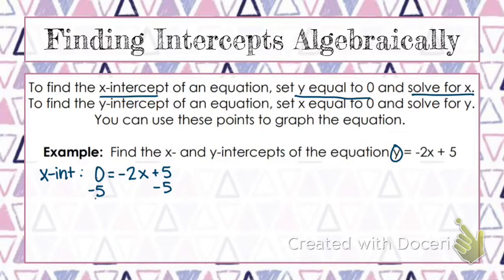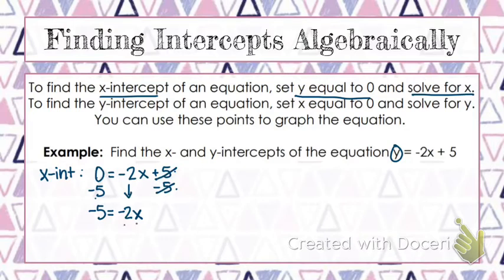0 minus 5 is negative 5. And then our negative 2x comes down. And 5 minus 5 is 0. So we'd have plus 0, but that doesn't actually mean anything, so we can leave that part out and just say that these two cancel each other.